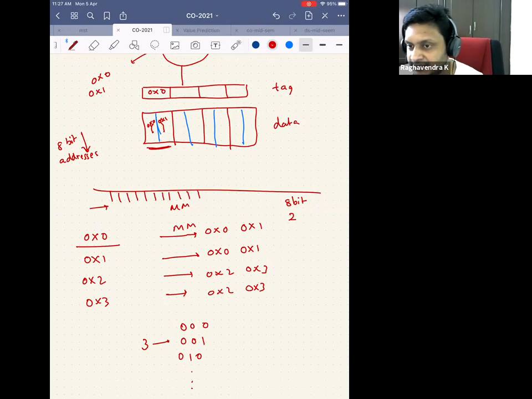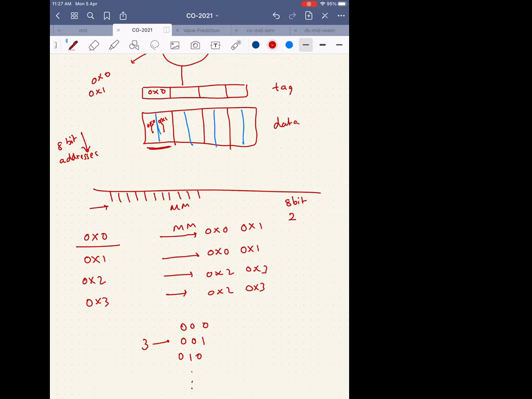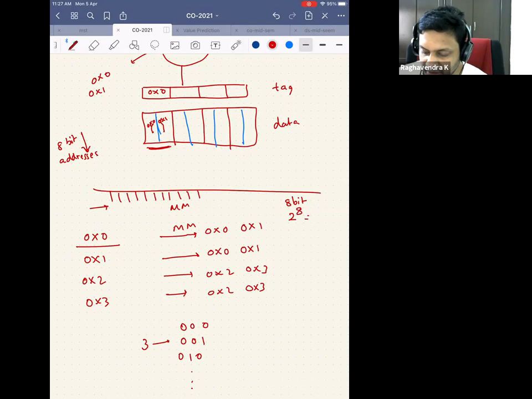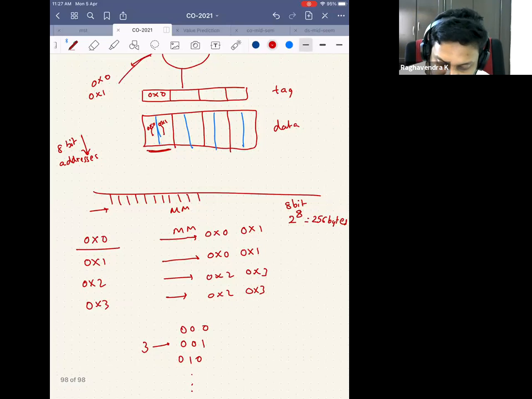Can anybody else other than Devashi answer? 2 power 8, right? So why is there confusion? 2 power 8. So I can access 256 bytes in the main memory. Let's forget about the cache for now. When the CPU is generating an 8-bit address, it can generate 2 power 8 different combinations, which means that it can access 2 power 8 or 256 bytes.